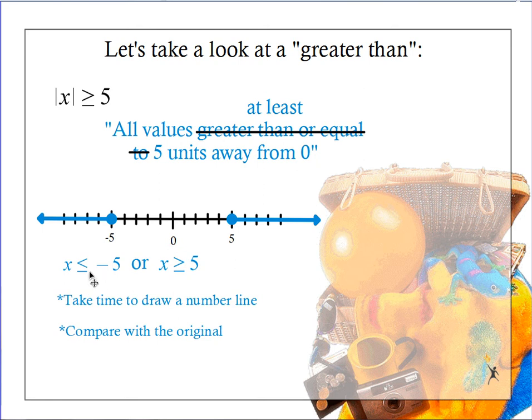The first inequality I wrote down, though, switches direction on our inequality sign, but also changes sign on the 5. Keep that in mind as we go through our next two examples.